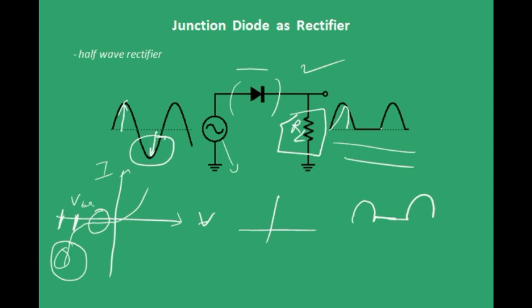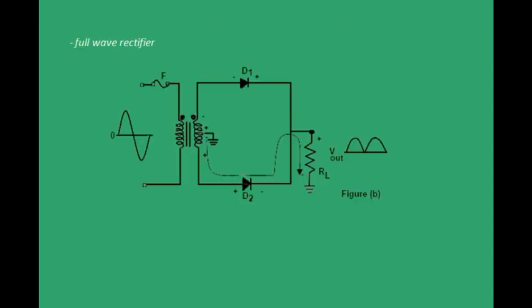Now the limitation of this is that the other half cycle is just not conducted, right? But there is something called a full wave rectifier. This is half wave, right? This is a full wave rectifier. Here what happens? The positive half is transmitted and the negative half is converted into positive. That is what a full wave rectifier is.